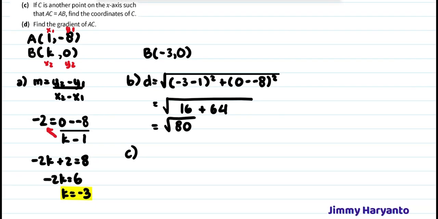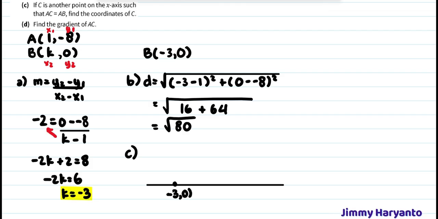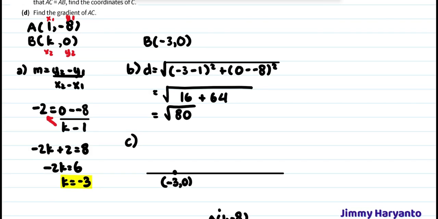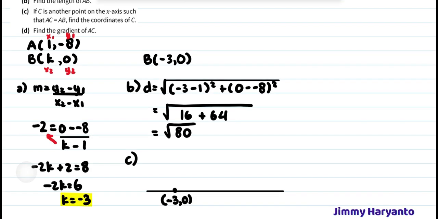Yes, so let's draw it a little bit. This is the x-axis. You can use this method because we have 2 points on the x-axis here. That means it will be symmetrical. Like B is negative 3, 0. Let's say B is right here, negative 3, 0. And then A is 1, negative 8. A is right here, 1, negative 8. It's below the x-axis. And then we have another one, which is C.